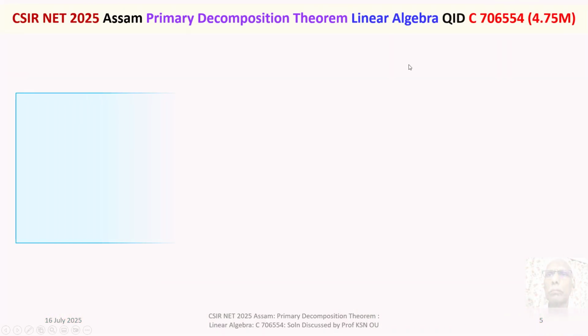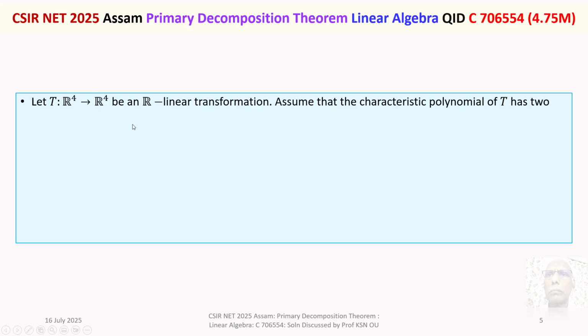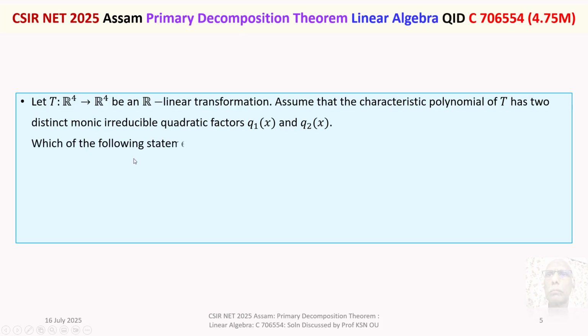Right. The given question is, let T be an R linear transformation from R power 4 to itself. Assume that the characteristic polynomial of T has two distinct monic, irreducible, quadratic factors q1(x) and q2(x). Which of the following statements are true? We are given four options.